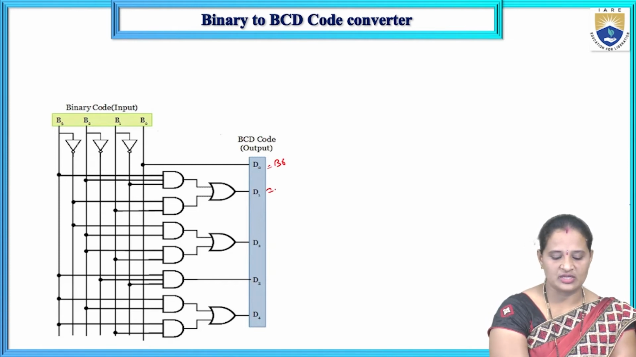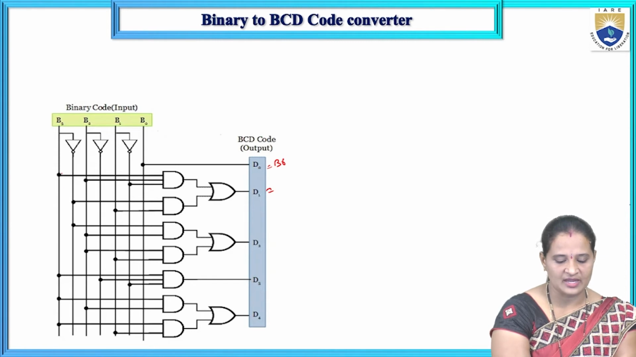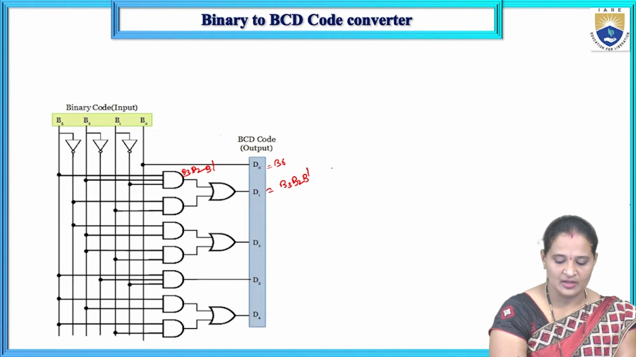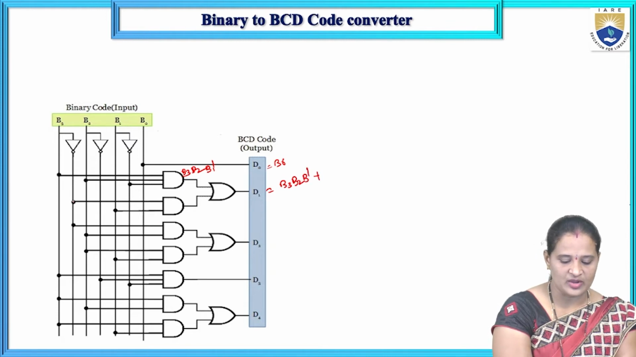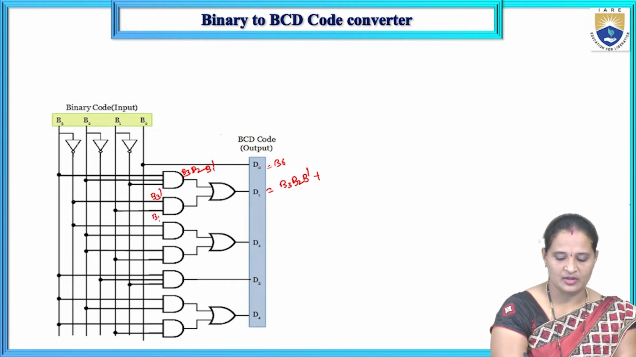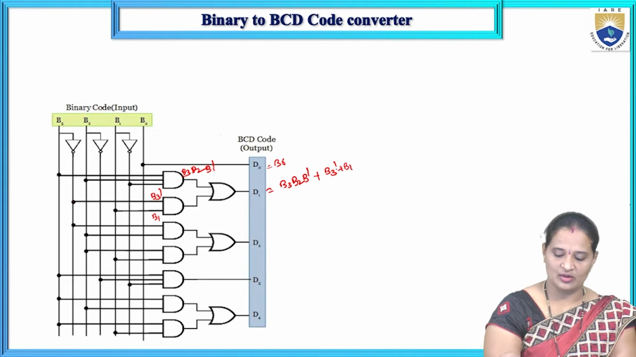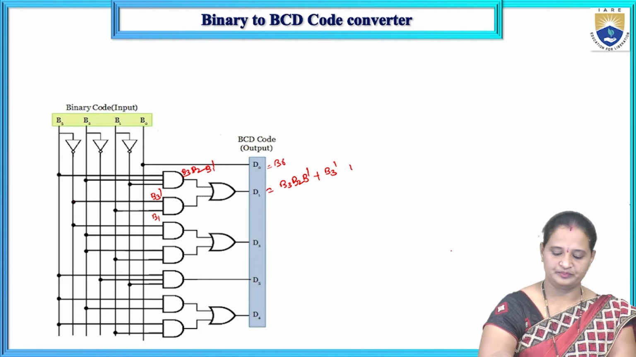Whereas G1, what is G1 here? The first AND gate: this is B3, and this one is B2, and this one is B1 complement. So B3 B2 B1 complement. Next plus, this one is what? B3 complement and this one is B1. So B3 complement plus B1. Sorry, B3 complement into B1.